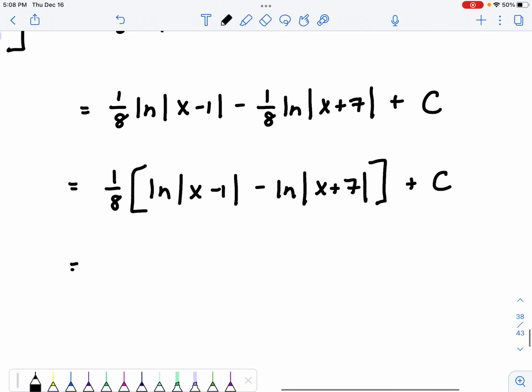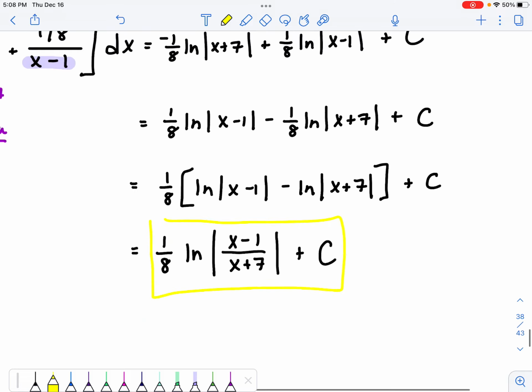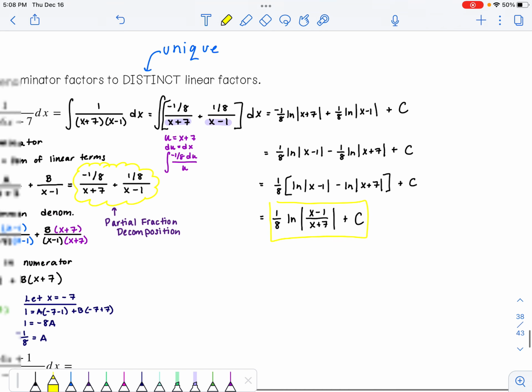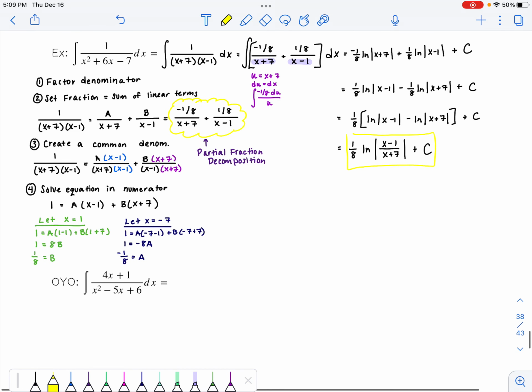And now if we're subtracting between two natural logs, or any kind of logs, that actually means that you're just dividing the things on the inside. So we can condense our answer to be this as our final form. And there you go. That is partial fraction decomposition for case 1. So go ahead and pause the video, and then try your OYO question down there below.